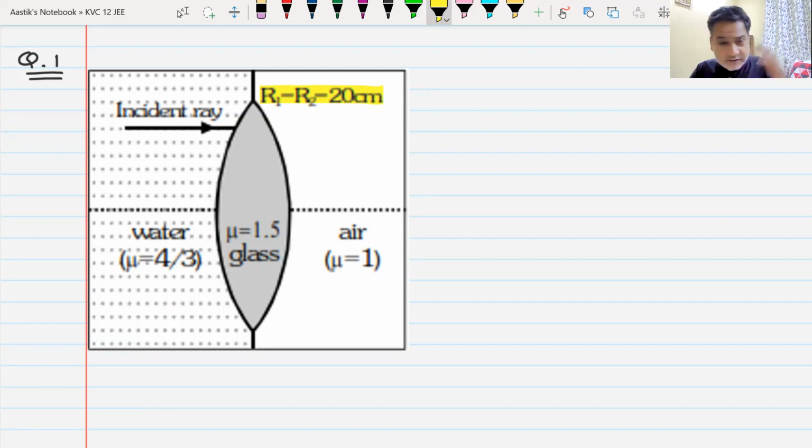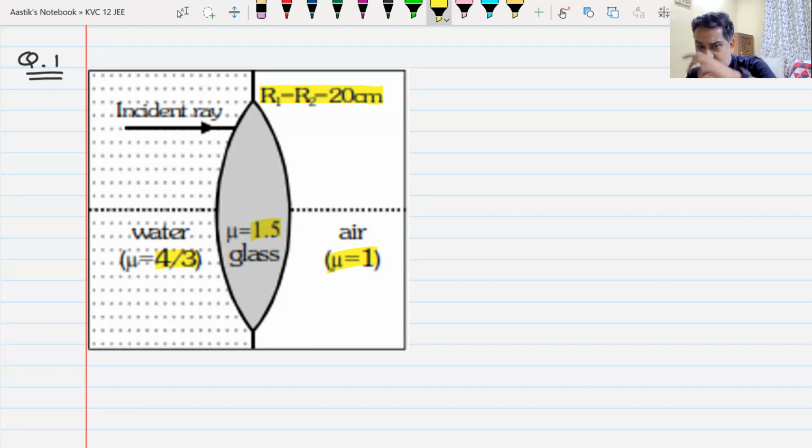On one side, we have water. Refractive index of water is 4 by 3. Refractive index of glass is 1.5. And on the other side, we have air. Water, glass, air: 4 by 3, 3 by 2, and 1. Both the surfaces are equal. Can you tell me the focal length of this combination? Once you do this, I will ask you a second question. First, answer this one. What is the focal length of this combination?